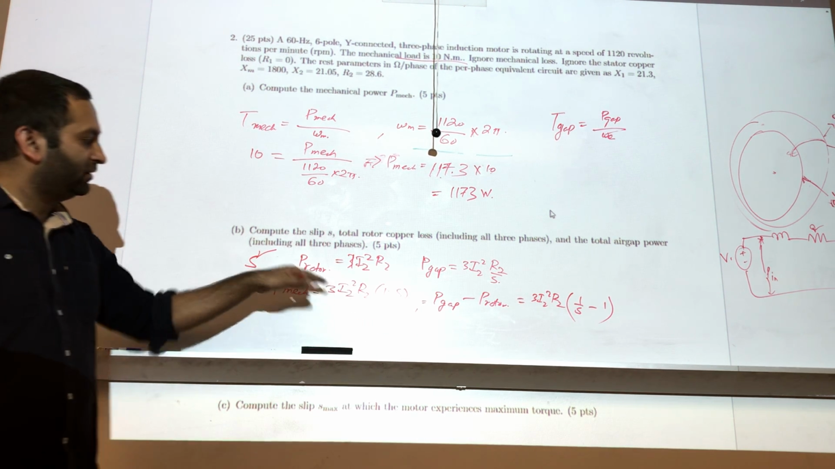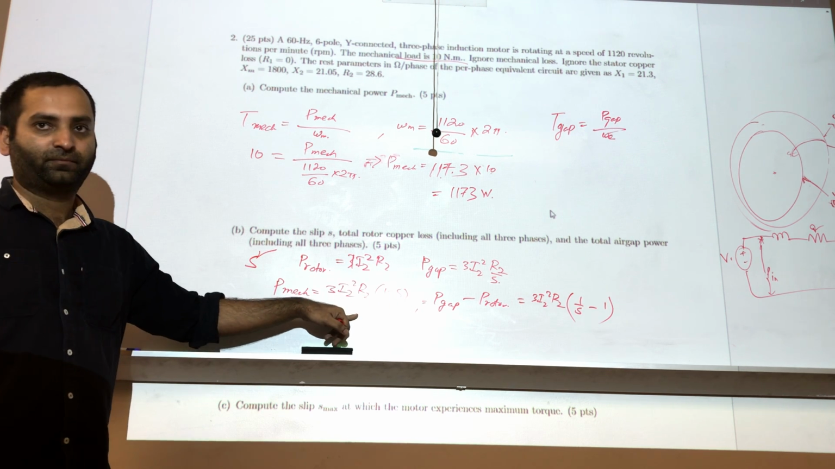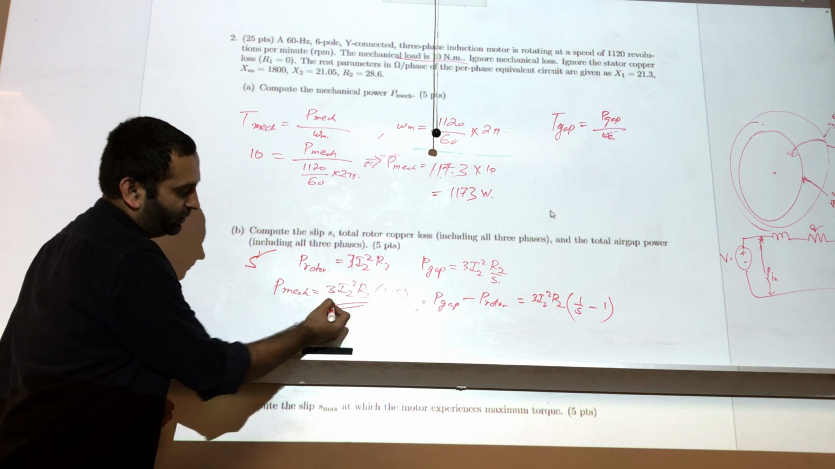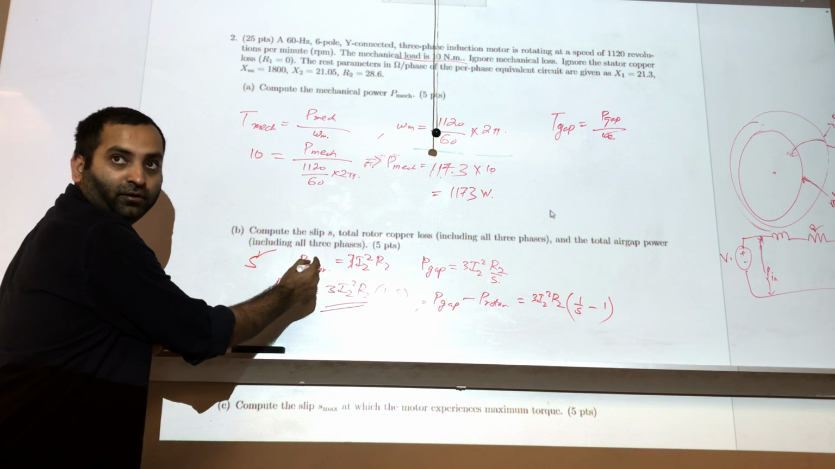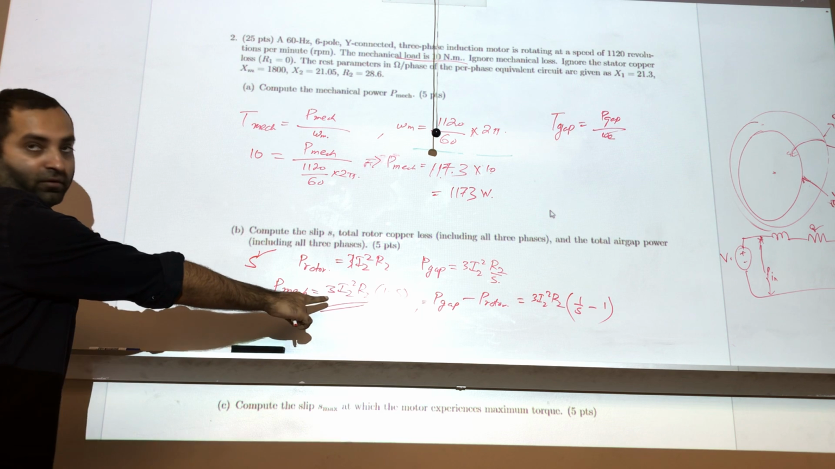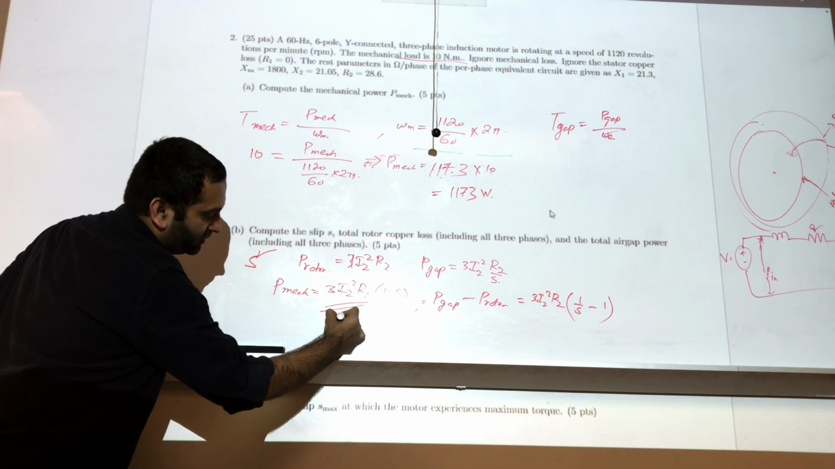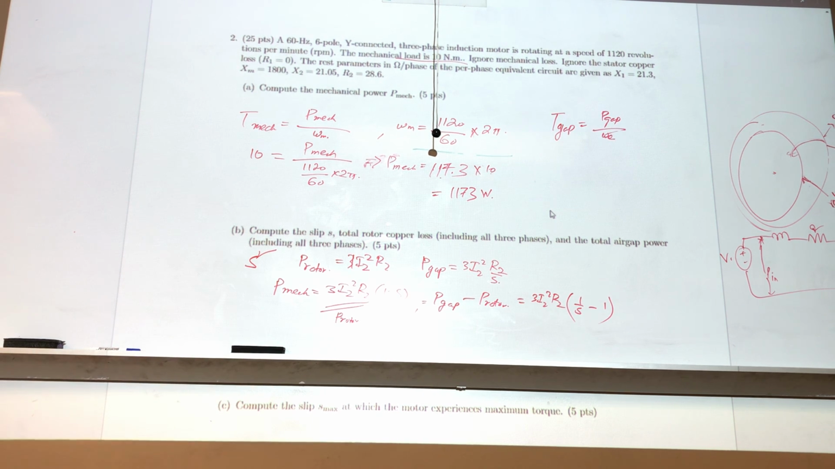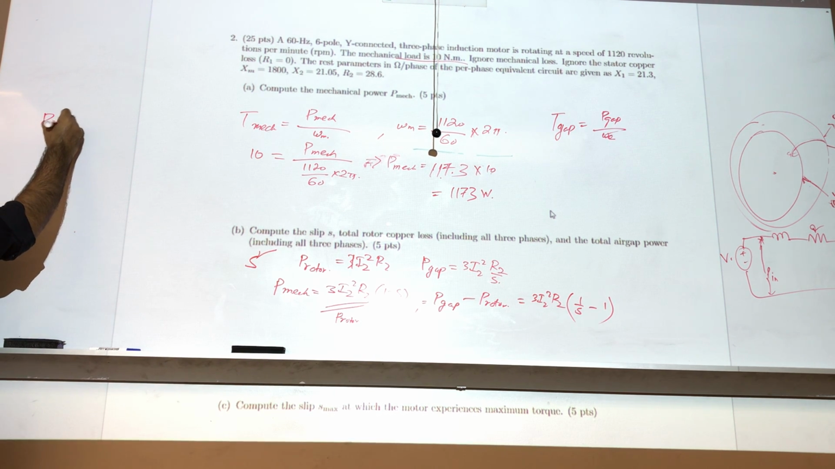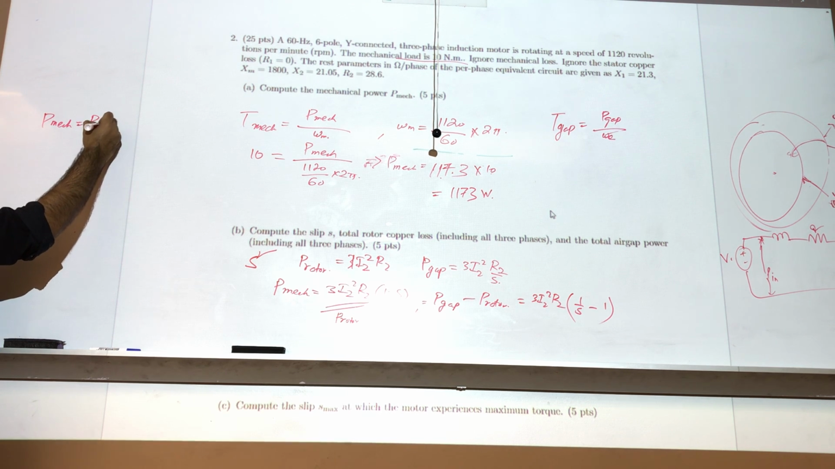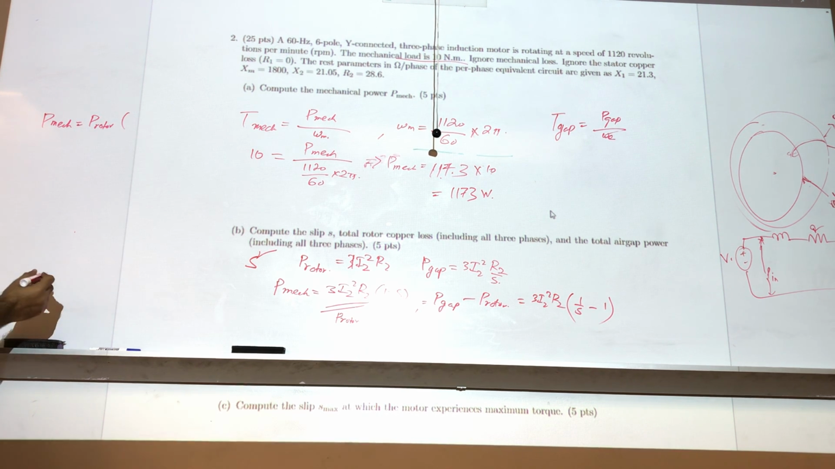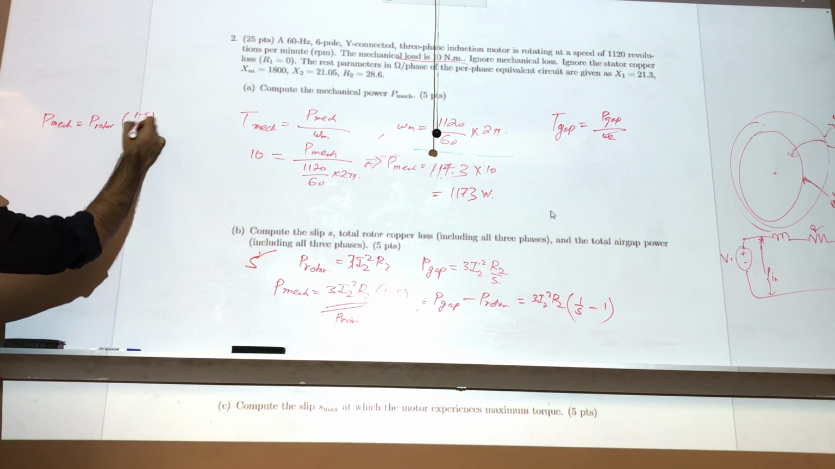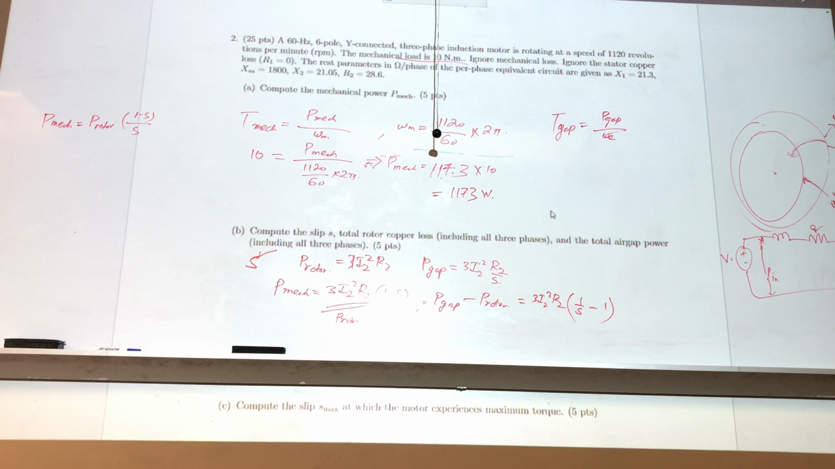So you'll get this formula from there directly. How can you find P rotor and P air gap from this? You can just substitute this one. What is this part? It's nothing but P rotor. Instead of 3 I2 square R2, you can just write P rotor. So you can write Pmech equals P rotor times 1 minus S over S. That's always true, right?